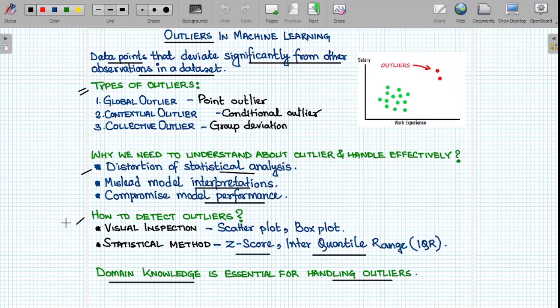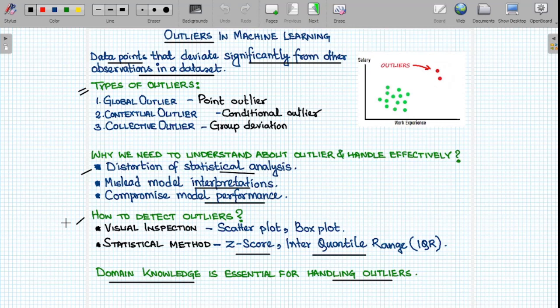Two different ways are there: visual inspection and statistical method. Using visual inspection with the help of scatterplot and boxplot, we can easily identify if we have outliers in our dataset or not. However, identifying or pinpointing a specific entry in our dataset as an outlier is difficult with the help of visual inspection, and that's the reason why we rely on statistical methods. Z-score and IQR are two very famous statistical methods to identify outlier entries in our dataset.